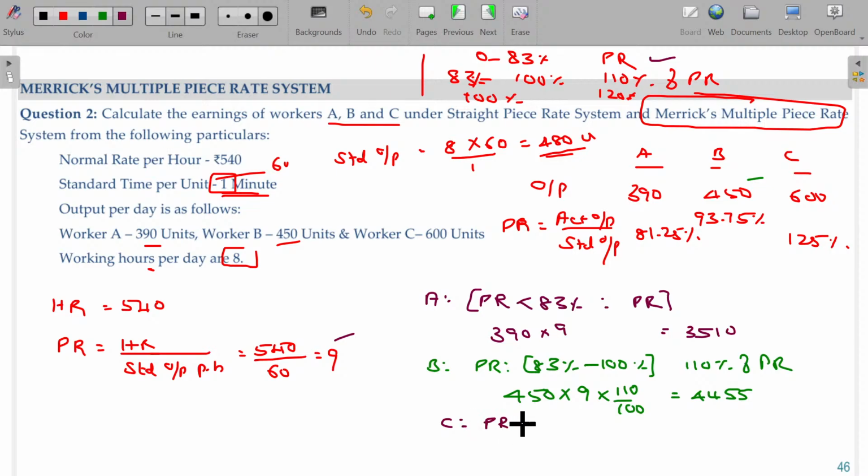In case of C, performance rating being more than 100%, so 120% of piece rate is offered to him. 600 units into 9 rupees into 120% will be offered. 6,480. That's all. Is that clear?